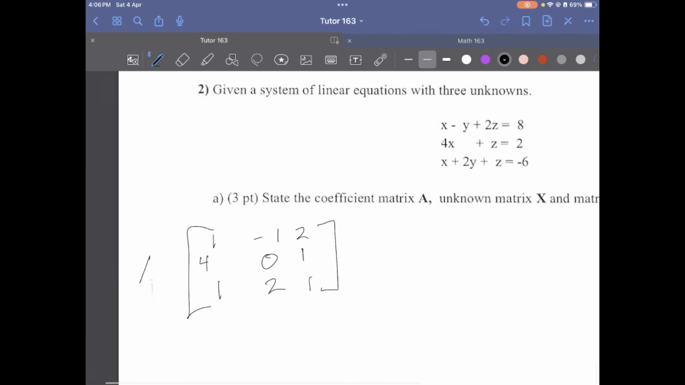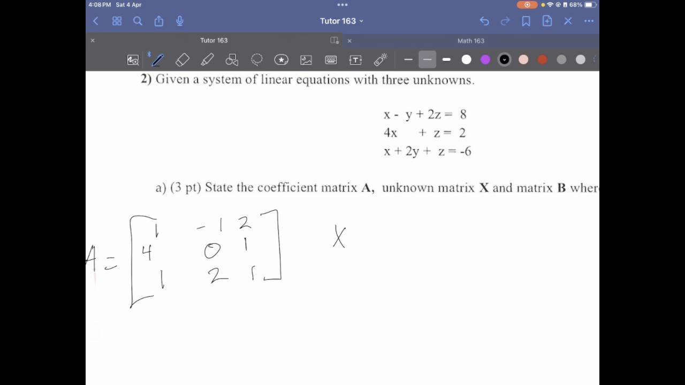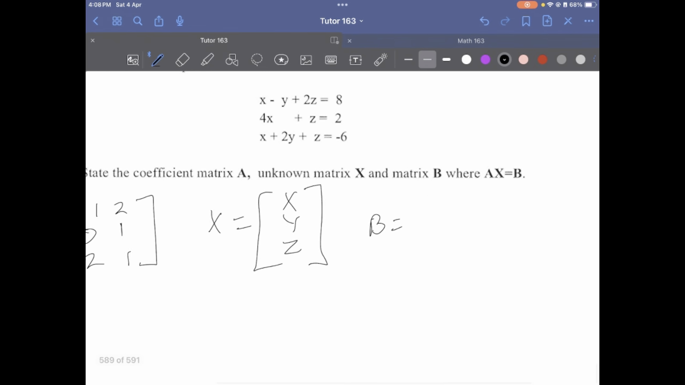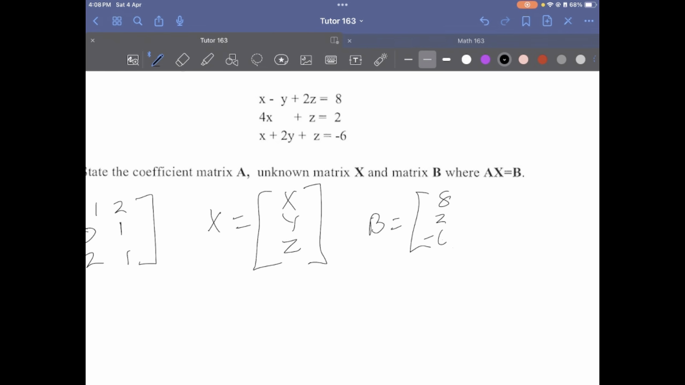So this is A. So that's the coefficient matrix A. And then we have the unknown matrix X, would just be X, Y, and Z. And then the matrix B, where AX is equal to B, would be these right here. So 8, 2, -6. Okay.